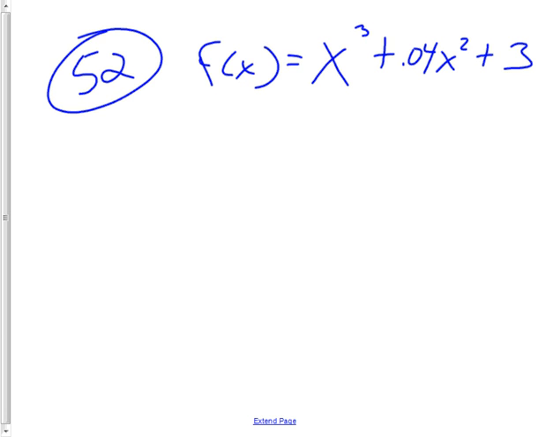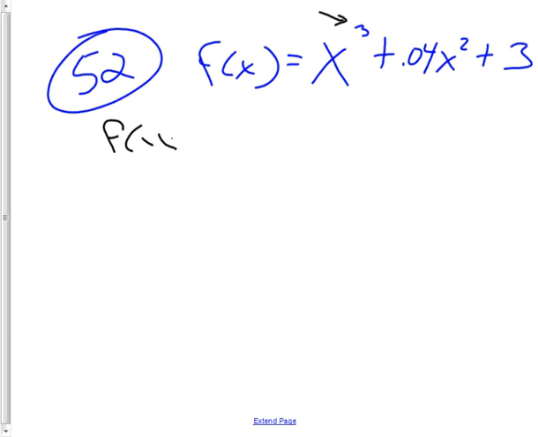Okay, that's an ugly looking function. Should I start testing for odd or even? Well, always start with even, just because it's easier. Because it might be even. I know it starts with an x cubed, but that doesn't mean it's not even. It can be even. All right, so now I'm going to test for evenness.